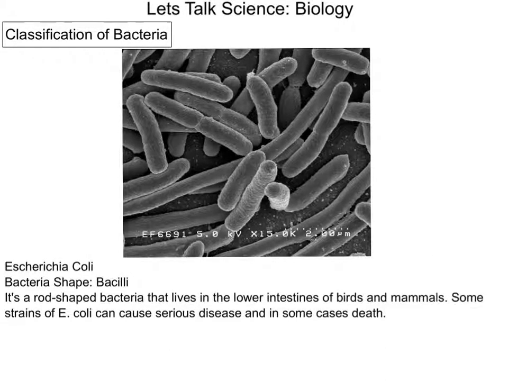The next type of bacteria is Escherichia coli, also known as E. coli. Its bacteria shape is bacilli. It's a rod-shaped bacteria that lives in the lower intestines of birds and mammals. Some strains of E. coli can cause serious disease, and in some cases death.